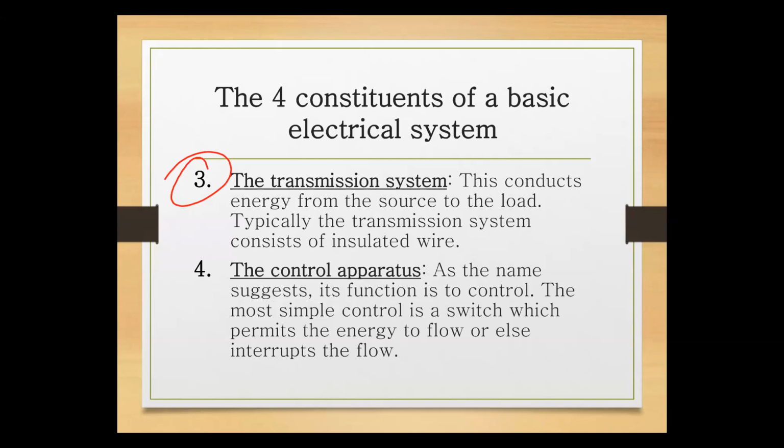And then there is number 4, the control apparatus. As the name suggests, its function is to control. The most simple control is a switch, which permits the energy to flow or else interrupts the flow. So everyone knows a switch. You flip it on, it goes on. For a car, it's an ignition key. Flip it on, it turns on, right? So that's the control there.